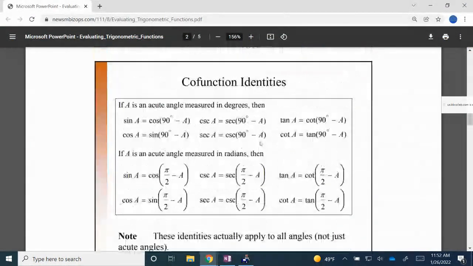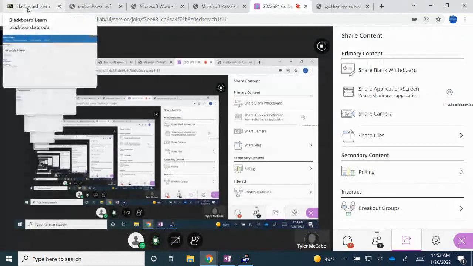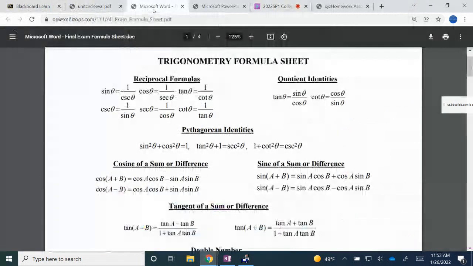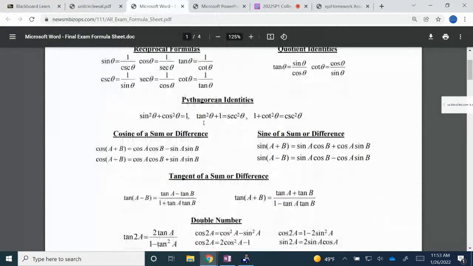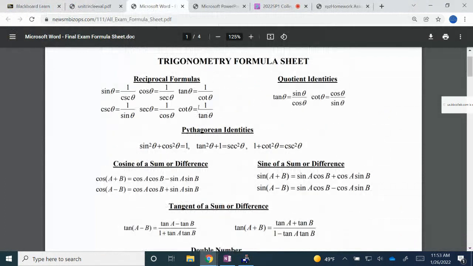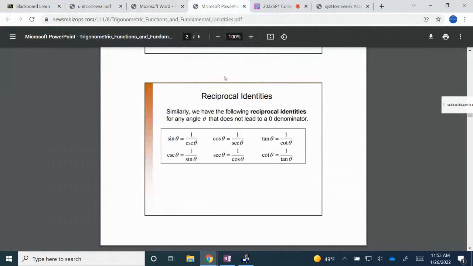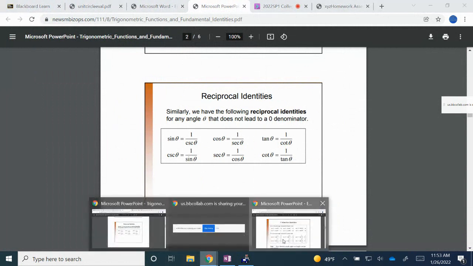Now, as far as angle measures are concerned, we have these set of formulas. Now, one thing about the cofunction identities, these formulas are not on the all exam formula sheet. Right? I just want to point that out. If you look on the all exam formula sheet, there are no cofunction identities. The cofunction identities are found in the 8.3 set of notes.